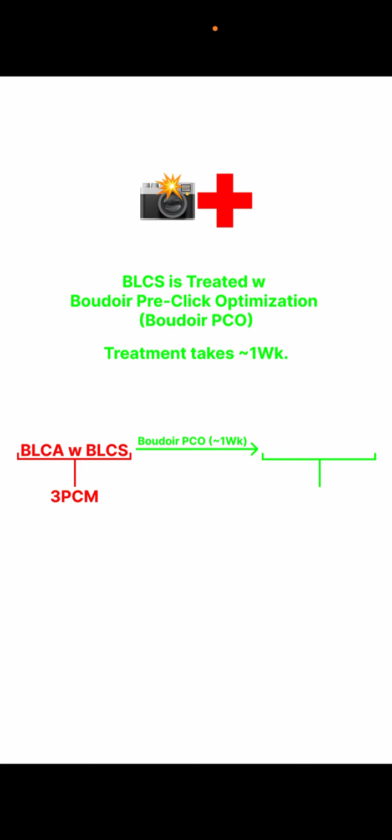I invented this. No one else in the universe has this. Treatment takes about a week. The way it works is we duplicate the original ad. That ad can stay on or stay off, whatever. We leave it as it is. We duplicate it and apply Boudoir Pico to the duplicated ad. Treatment takes about a week. And then we choose the one to keep running that has the better unique CTR metric.